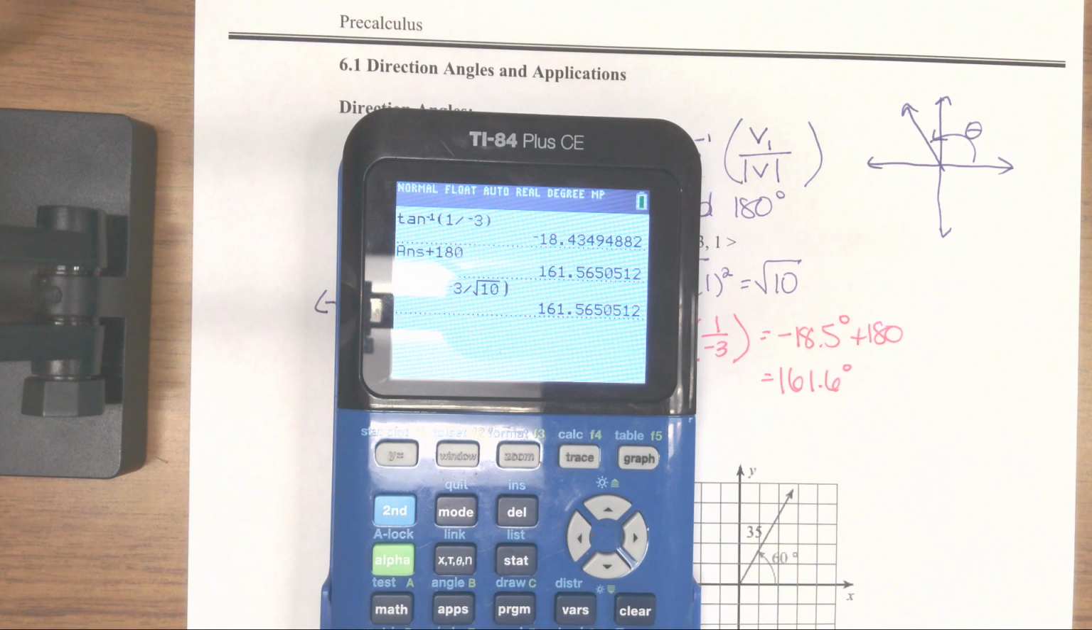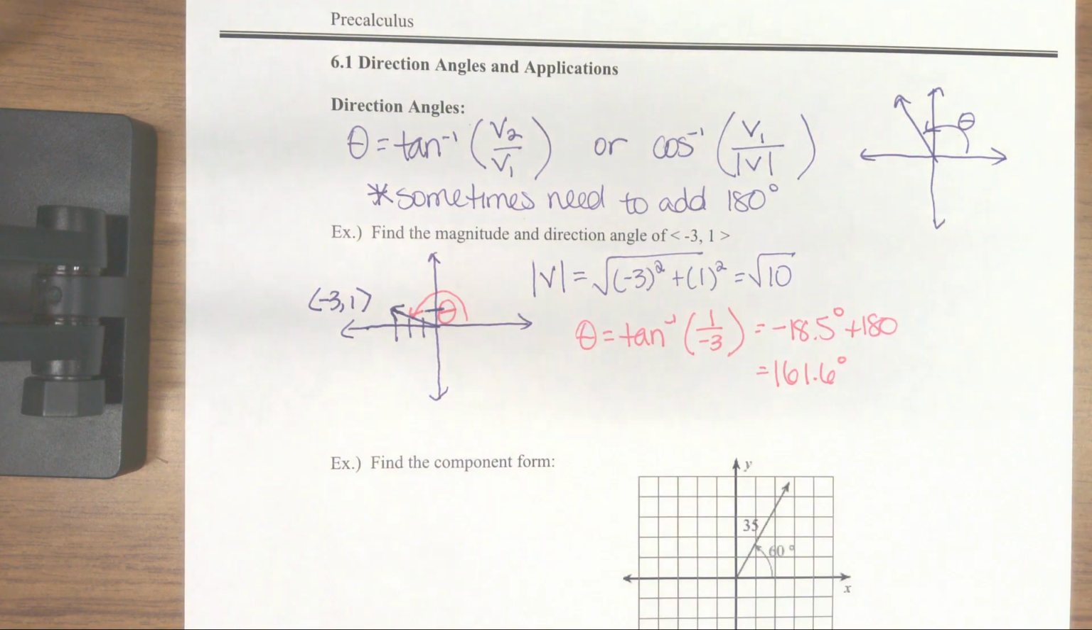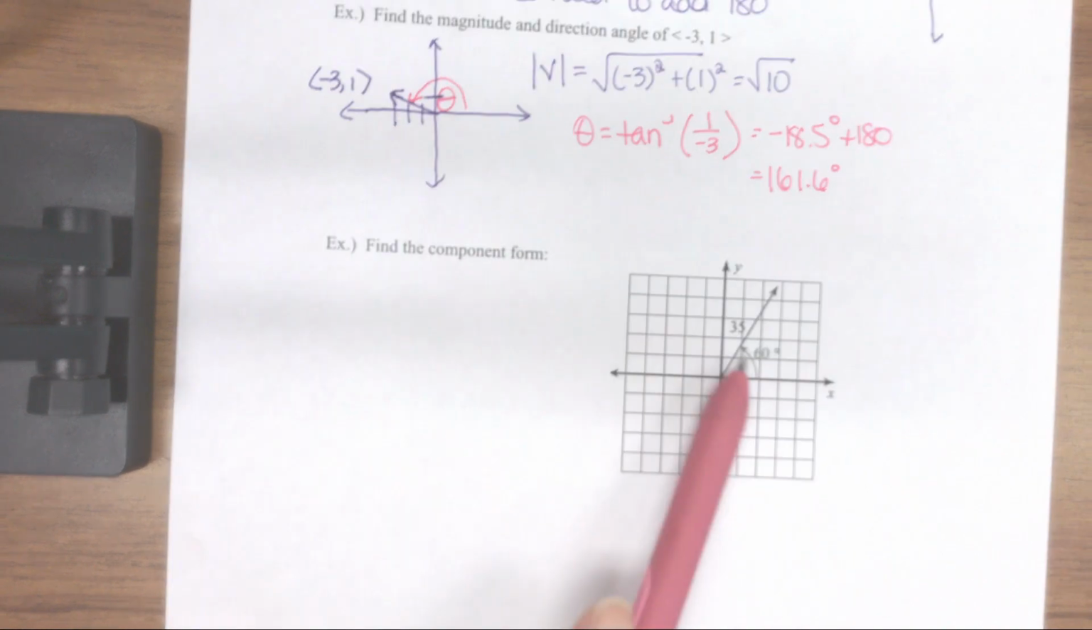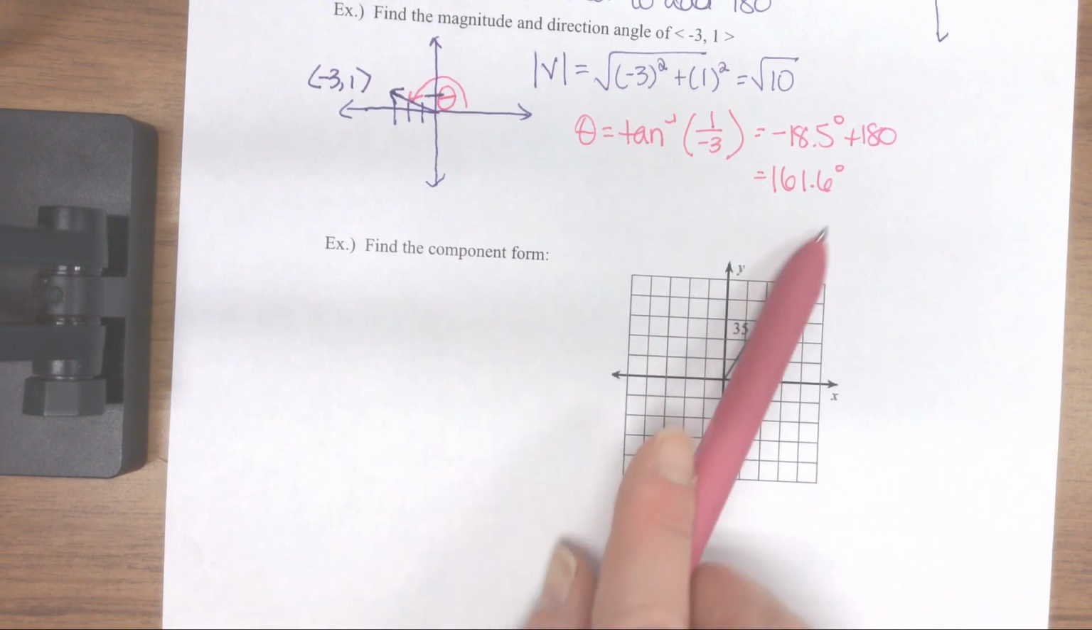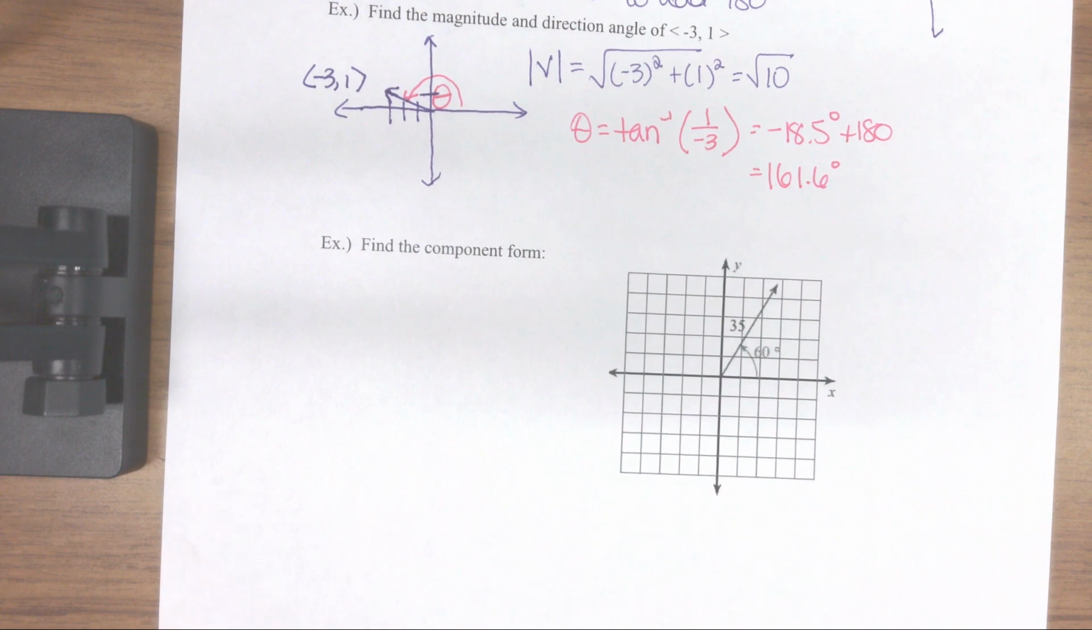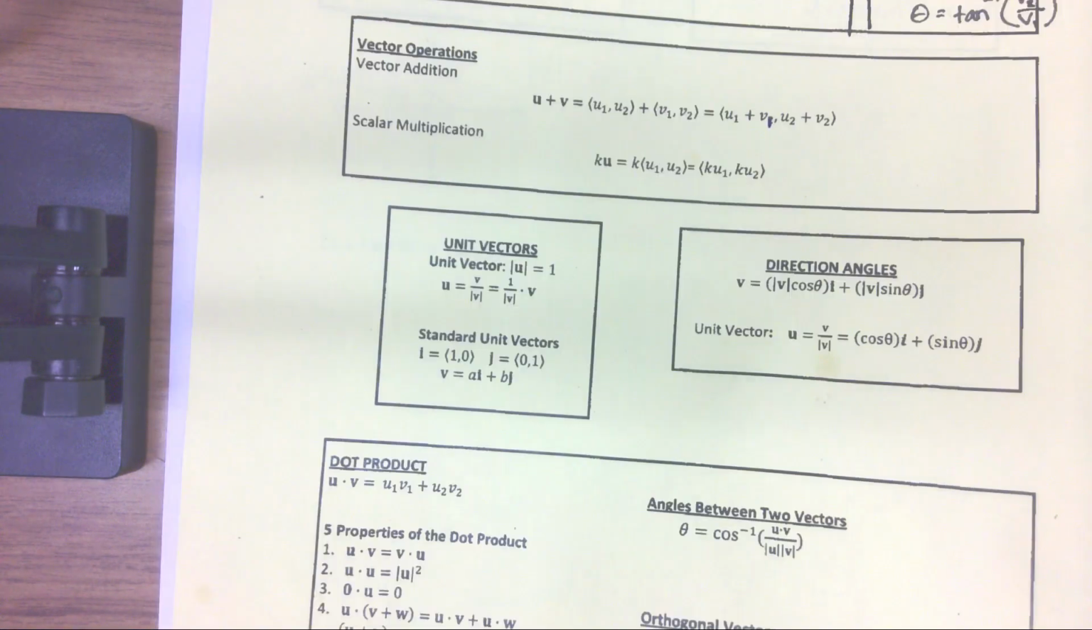But okay, cool. Now, we went this way, let's go backwards. What if I give you the angle and then the magnitude? That 35 is not an angle, it's the magnitude of the vector. And I ask you to find the component form. So we're going to add this in here, okay?